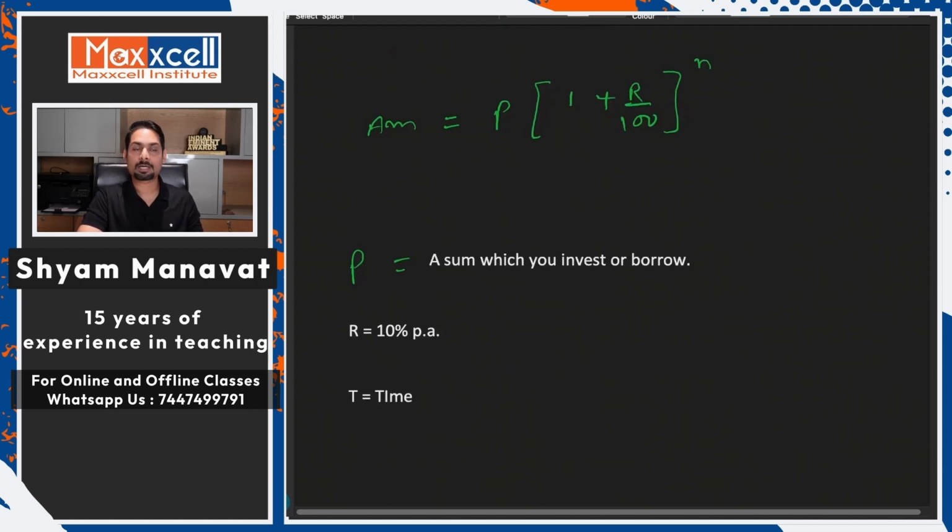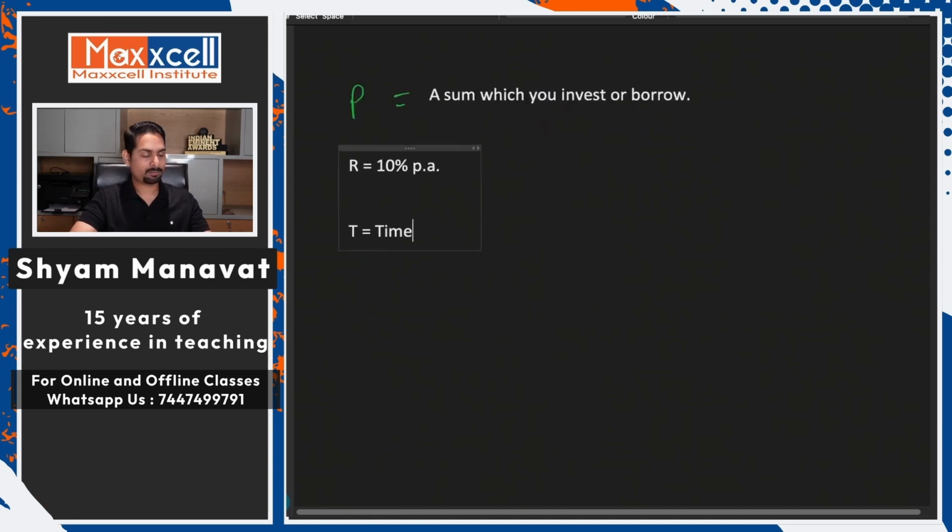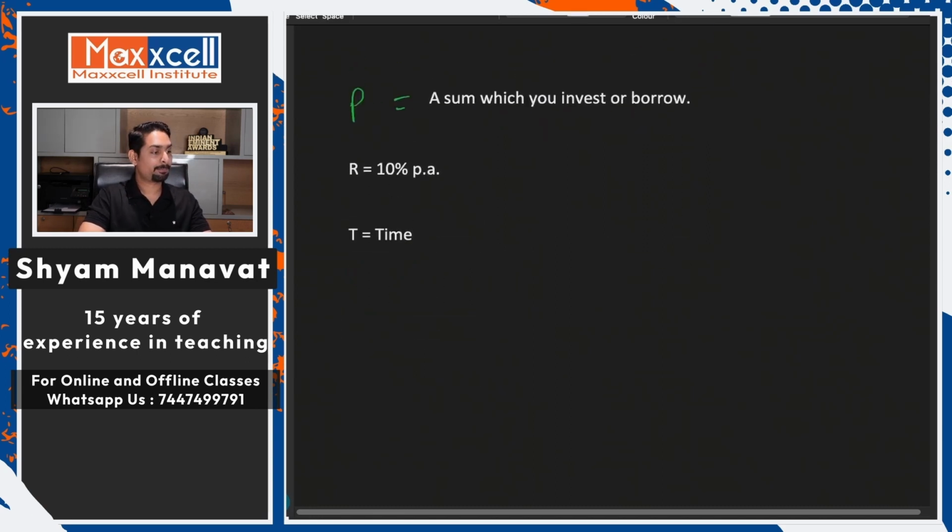So as of now, these three symbols you should be clear with. P stands for principal, that is the sum which you invest or borrow. R stands for rate of interest, which has a percentage sign with it, and the unit per annum. T stands for time. Now let's take one example, so we'll be able to understand these terms better.